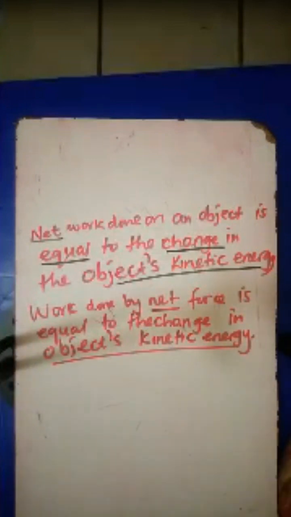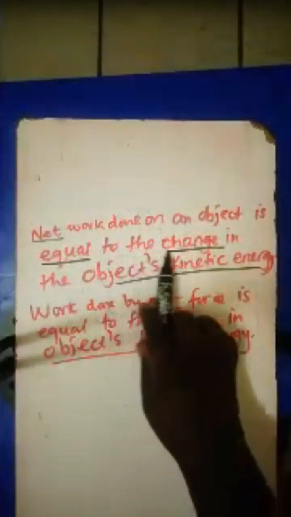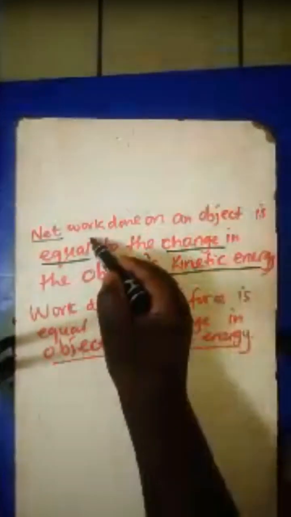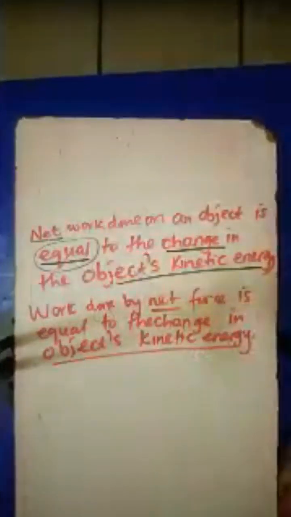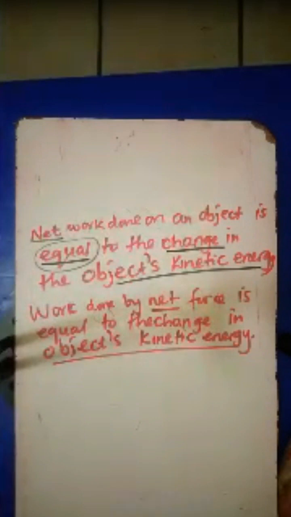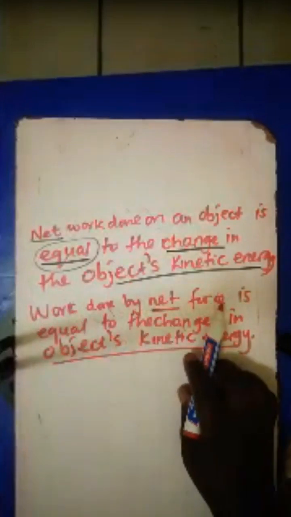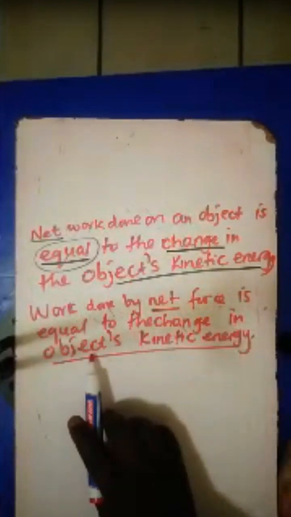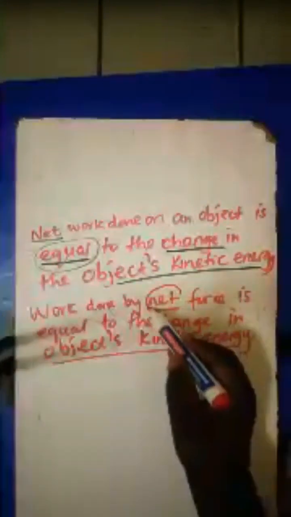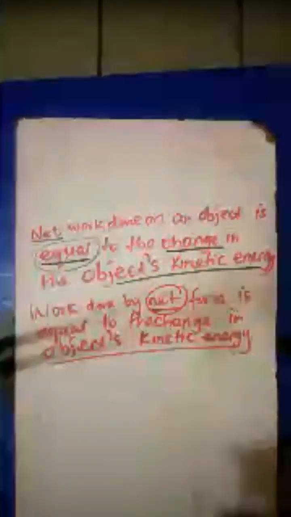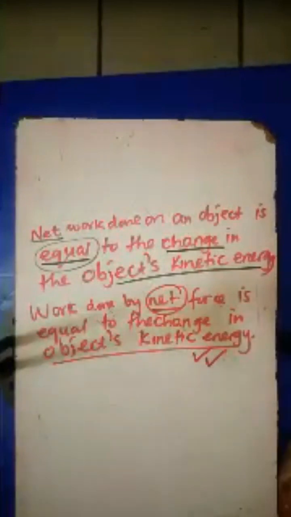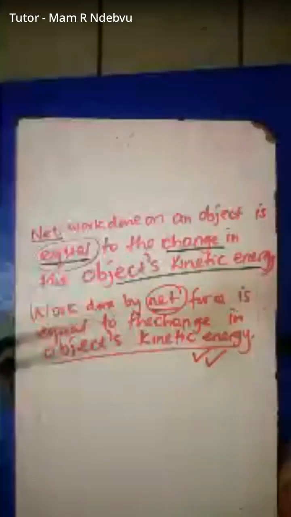If there's any one missing, let's suppose you just say net work done on an object is to the change in kinetic energy of the object, then the word equal is no longer there. It's not making sense, so now it's wrong. It's 1 out of 2. But if you say the work done by force is equal to the change in object's kinetic energy, you don't mention the word net, so it's 1 out of 2. But if everything is there, it's 2 out of 2. Or if you are missing 2 words, it is 0 out of 2. Are we clear with the definition, colleagues?